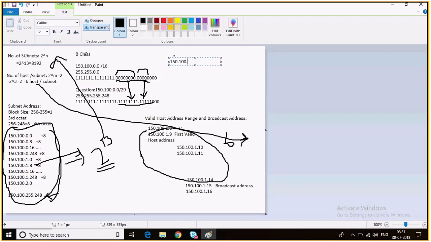So this is 150.100.10.0, do it for slash 20. And another question which I just did now, when I transitioned from the second octet to the third octet, and the third octet was full, and then I moved to the fourth octet: 150.100.10.0, do it for slash 25.